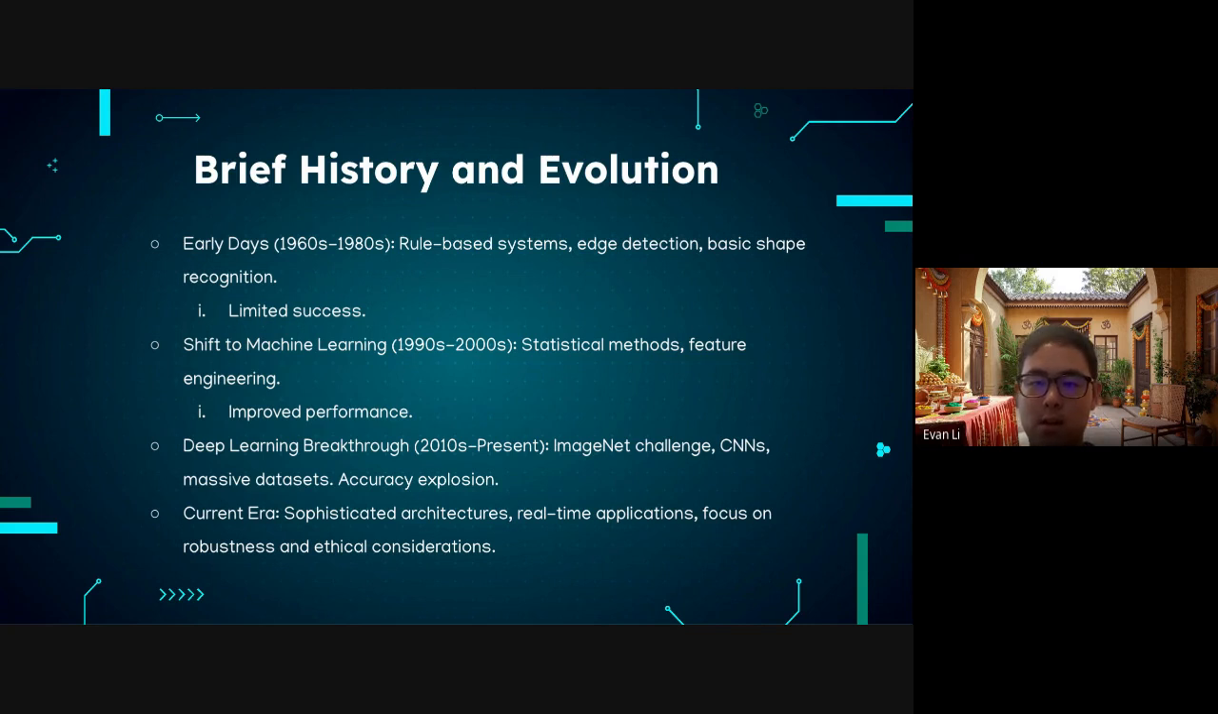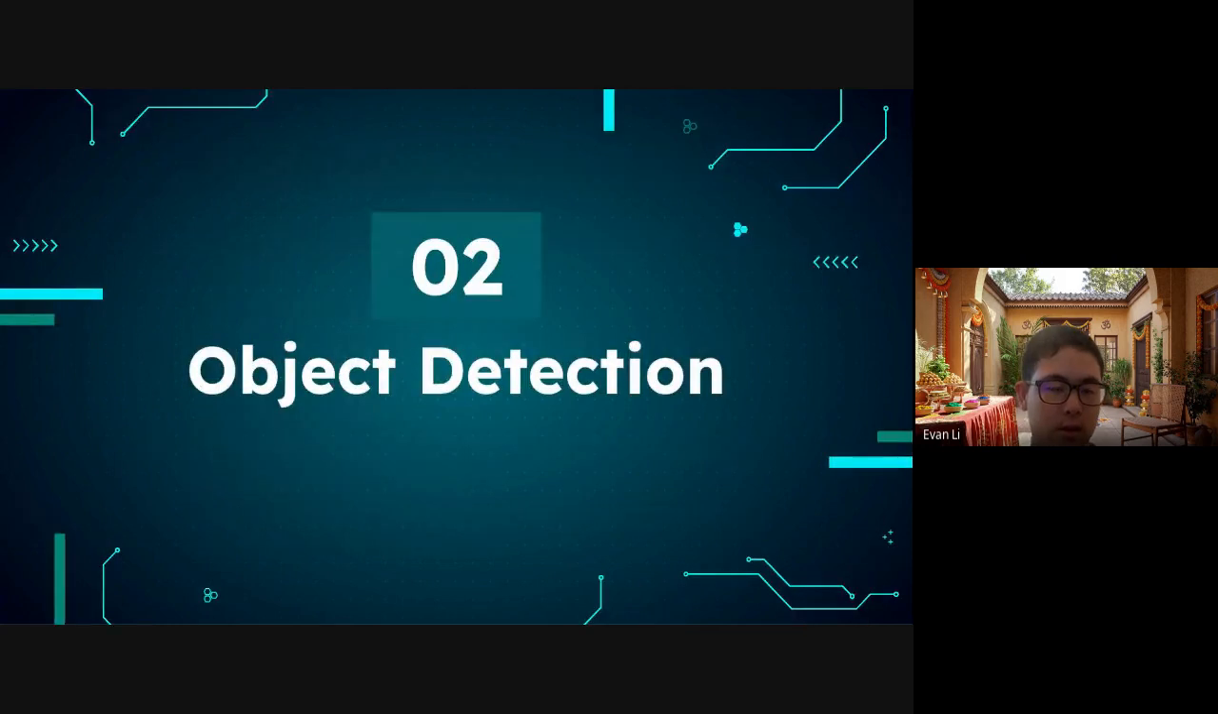Today, we stand in a dynamic and exciting era characterized by the pursuit of increasingly sophisticated architectures and the proliferation of real-time applications that demand immediate visual processing, and a growing societal awareness that necessitates a strong focus on model robustness, generalization to diverse and unseen data, and the critical ethical considerations surrounding the deployment of such powerful visual intelligence. So let's move on to core computer vision tasks.